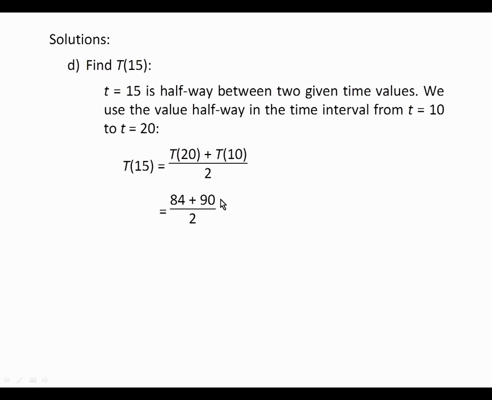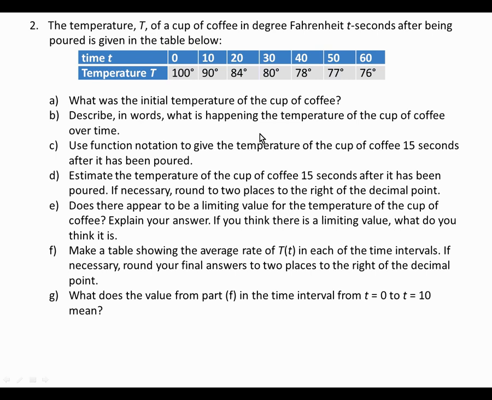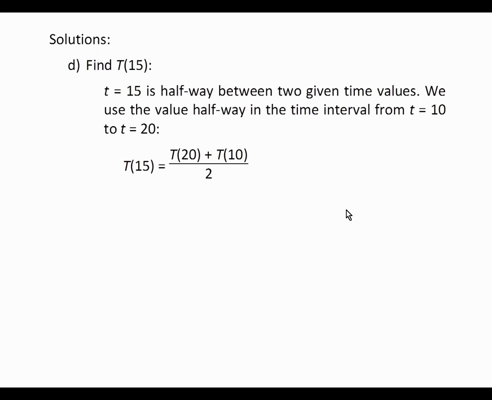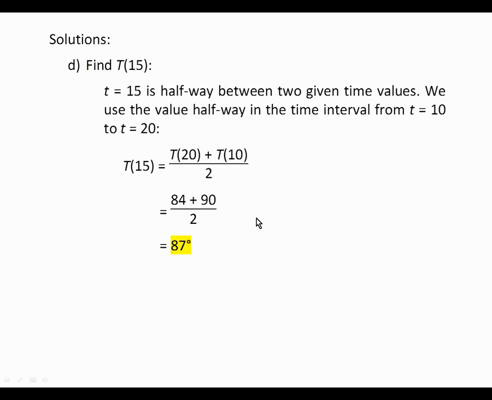So I'm looking at 84 plus 90 over 2. Again, I got these values by going back to the table. Right, T of 20, T of 10. So to get the average value, add them up, divide by 2. So 84 plus 90 over 2, 87 degrees.